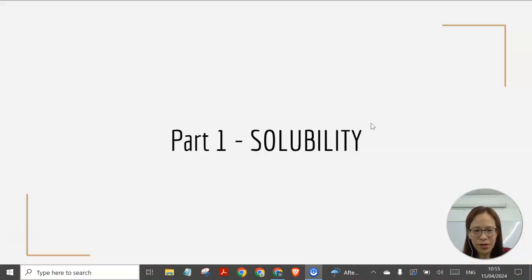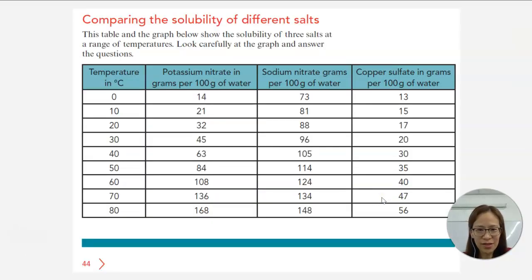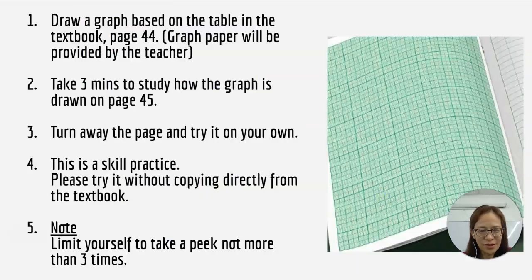For our part 1, solubility, you will draw a graph based on this chart in your textbook, page 44. You may refer to your textbook for the sample, but follow the instructions here. Firstly, draw a graph based on the table. This graph paper will be given by the teacher.